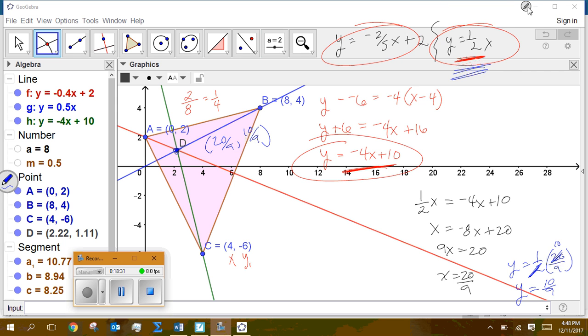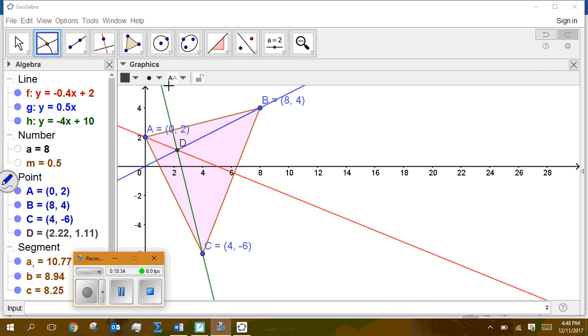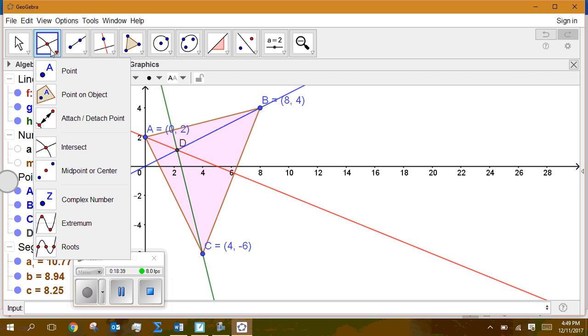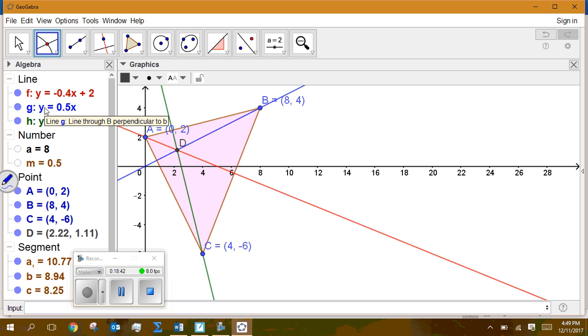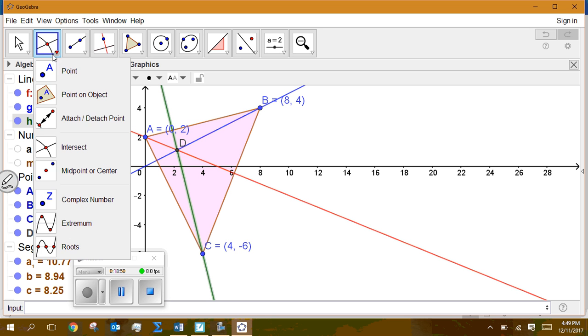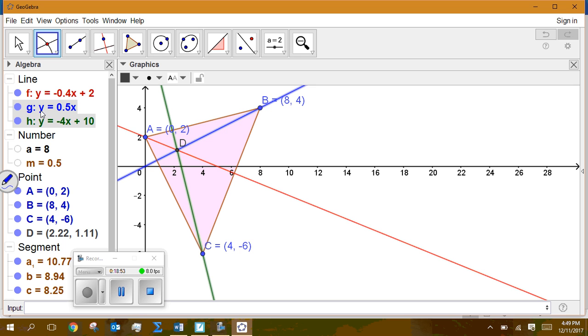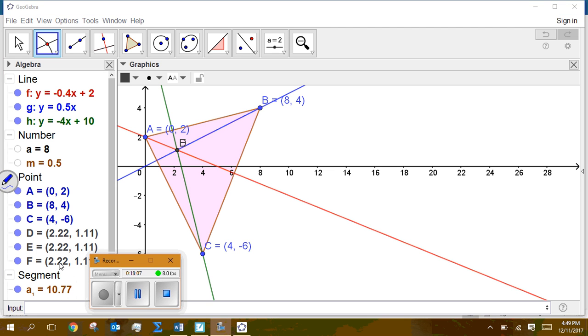What I like about GeoGebra, you can see here, obviously I used the first 2 lines, but if you ask to do the algebra between G and H, the blue one and the green one, click on those 2 for intersect, it still gives me the point 2.22, comma 1.11. And then if I intersect the top one and the bottom one, it still gives me the same exact point 2.22, comma 1.11.